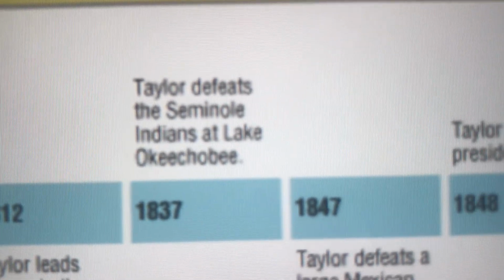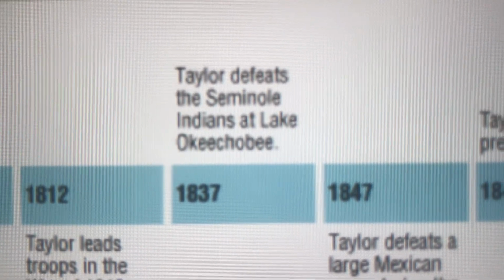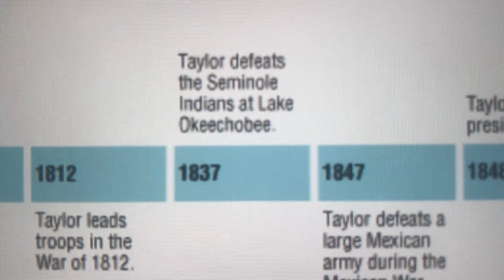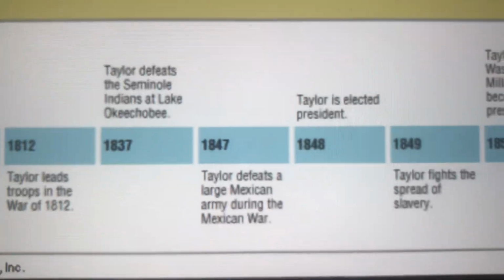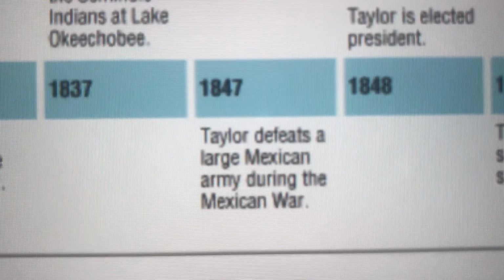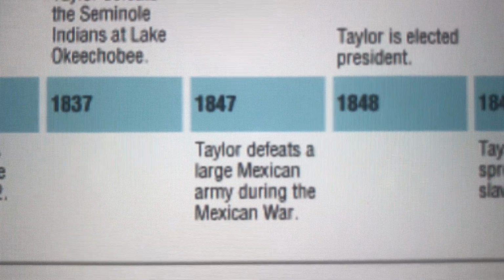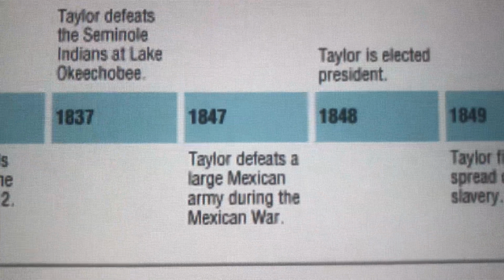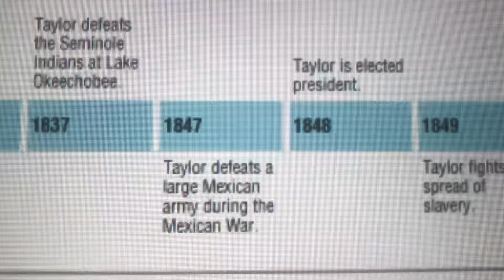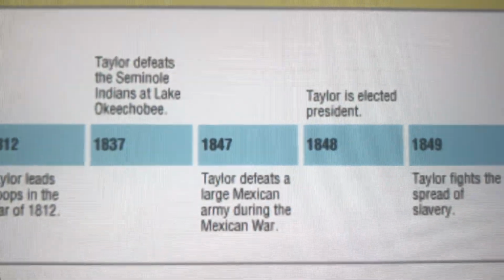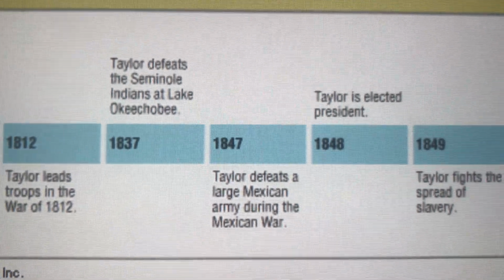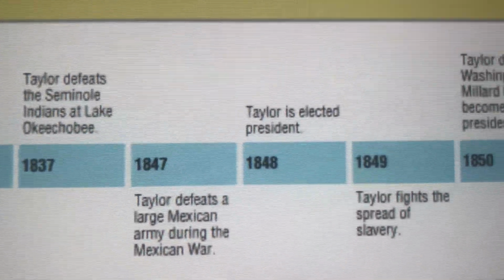Then in 1837, Taylor defeats the Seminole Indians at Lake Okeechobee. I don't know how to say that. Then in 1847, Taylor defeats a large Mexican army during the Mexican-American War. Yeah, I did the Mexican-American War. Of how did they fight over Texas?